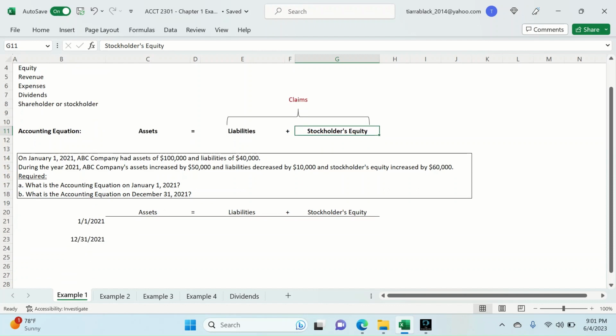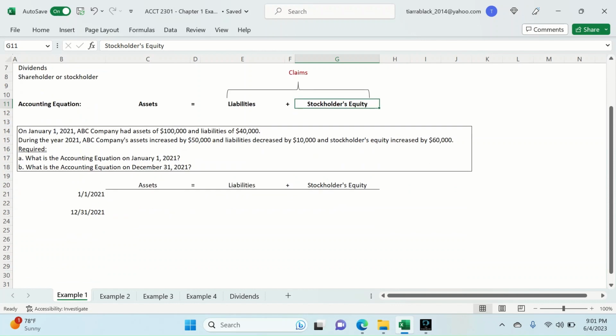So let's look at an example. On January 1st, 2021, ABC Company has assets of $100,000 and liabilities of $40,000. During the year, ABC Company had assets increasing by $50,000, liabilities decreasing by $10,000, and stockholders' equity increasing by $60,000. The question wants us to first figure out what the accounting equation is on January 1st, 2021, and then what the accounting equation is on December 31st, 2021.